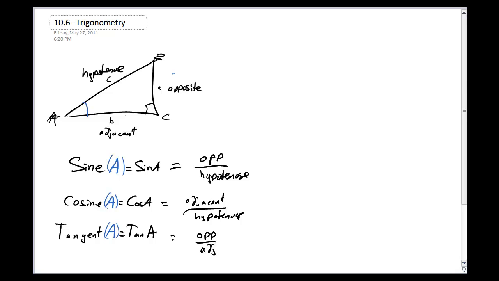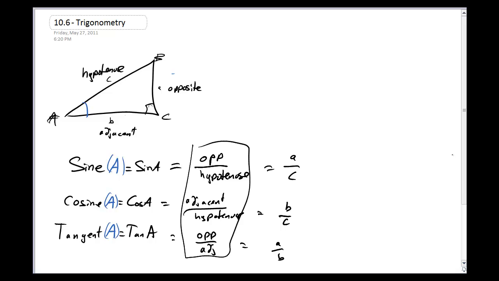Abbreviate opposite is OPP, adjacent is ADJ, and hypotenuse is HYP. Maybe in your book they would call this A over C, B over C, and finally A over B. But I think these ones make a little more sense, and they've got this way you remember it. So I have SOH for sine is opposite over hypotenuse, CAH for cosine is adjacent over hypotenuse, and then I have TOA for tangent is opposite over adjacent.